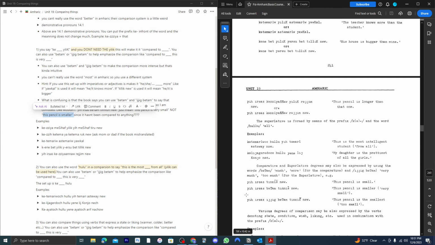Like, I wouldn't translate it like this. I would say that's like that. This means it's super small. So I have to actually... I forgot I'm supposed to verify that.